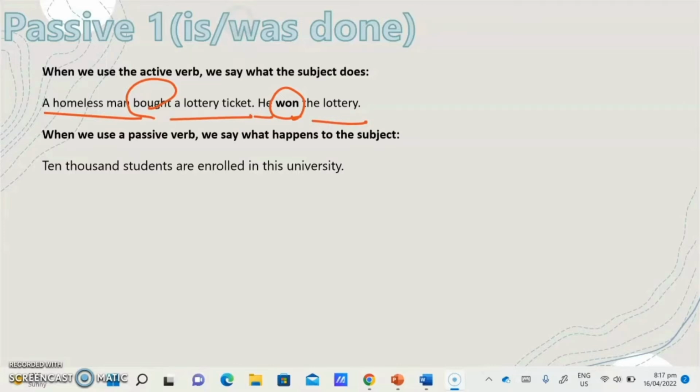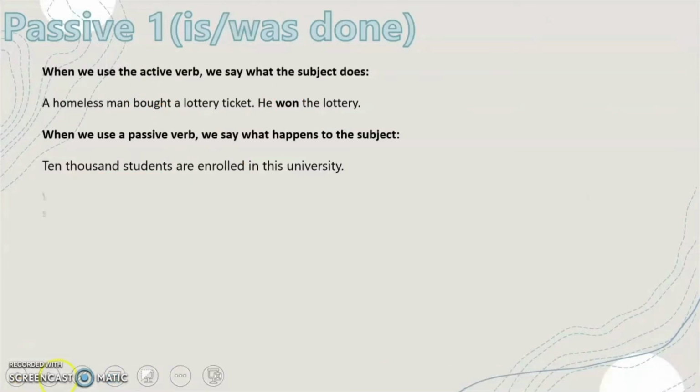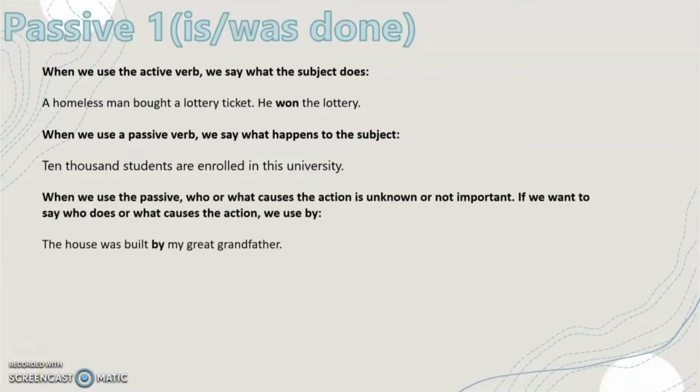Looking at the example of when we use a passive verb, we say what happens to the subject. So what happened to the 10,000 students is that they are enrolled in this university. For the next grammar point, sometimes we may just say, I was born in 1998. So we don't have an object for the sentence, but it still makes sense. And when you want to say who does or what caused the action, we add by before the object.